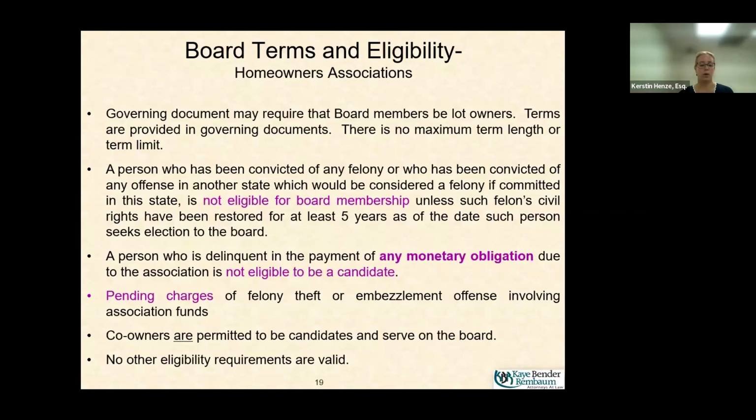Okay. Now, the time frame by which you have to be current is the last day by which you're allowed to nominate yourself for elections. So we'll talk about nominations shortly. But again, with condos, the last date by which you have to be qualified to run was the deadline to submit the notice of intent to run. With HOAs, that deadline is the last day by which you're allowed to nominate yourself. Okay. Any other eligibility requirement would likely subject the association to legal challenge if you enforce it, just like with condos.